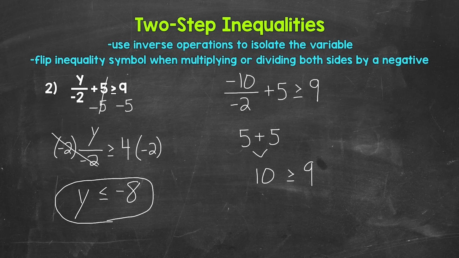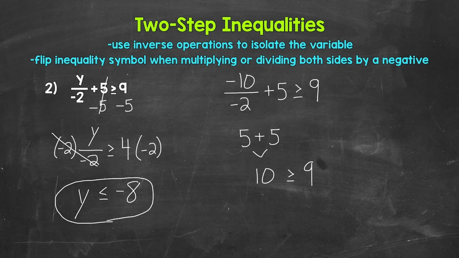Y is less than or equal to negative 8. And then since y can be equal to negative 8, let's try that as well. And we will do this mentally. So we have negative 8 divided by negative 2 plus 5. Negative 8 divided by negative 2 gives us 4. 4 plus 5 gives us 9. And 9 is greater than or equal to 9. So that works as well.